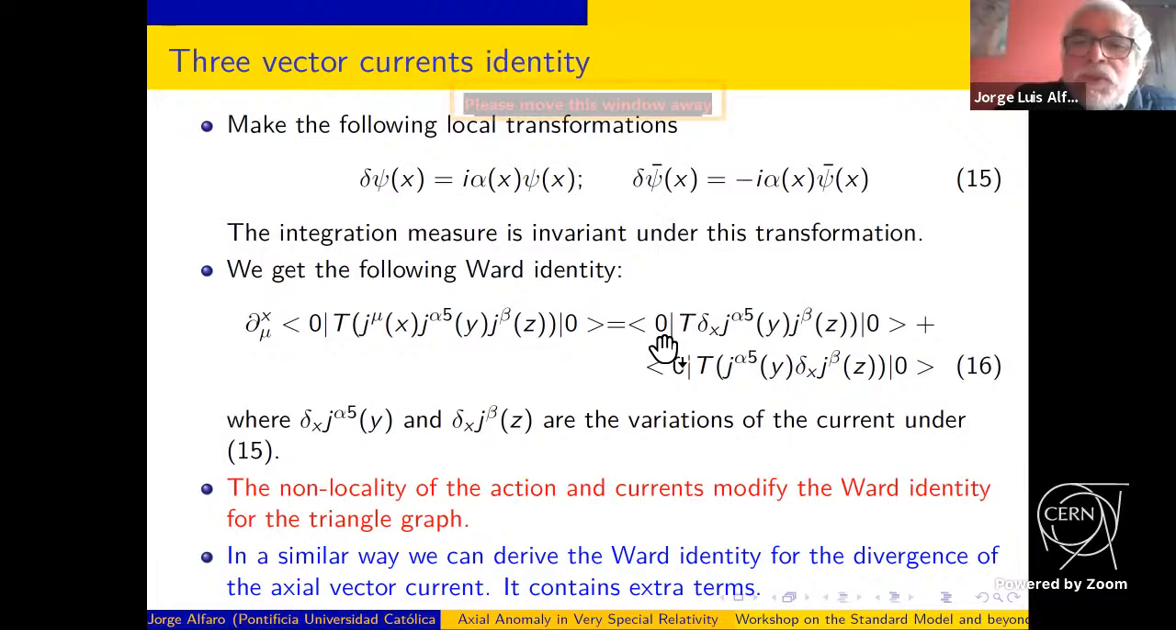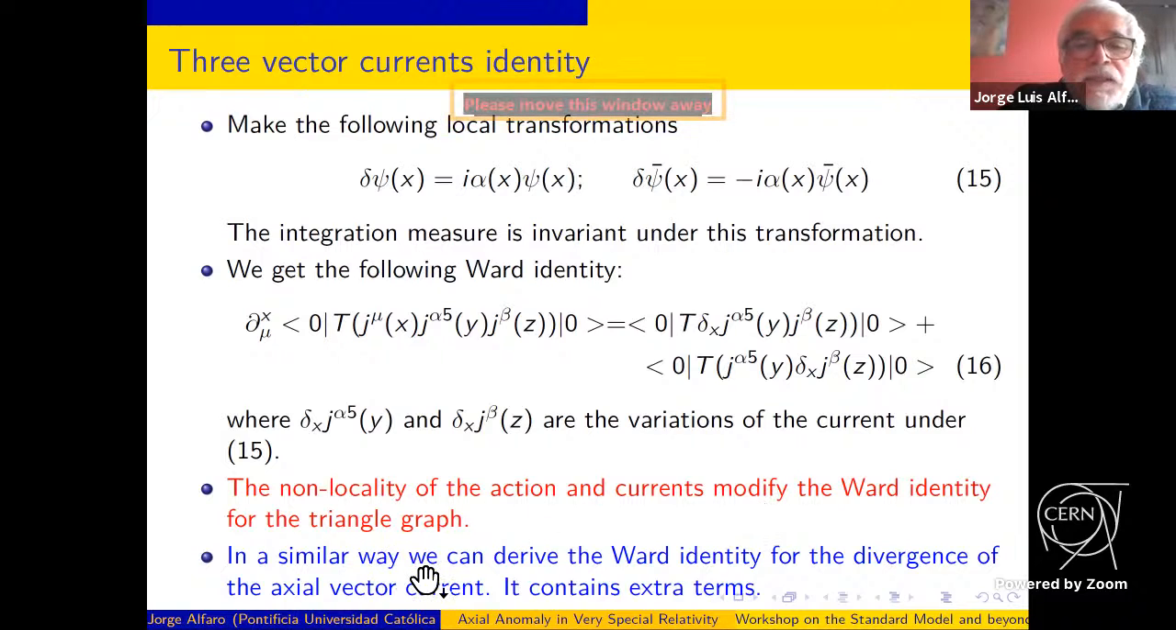But here there are two more terms, which correspond to the variation of the axial current under this transformation and the variation of the vector current under the same transformation. And they are non-zero because of the non-locality of the current in this case. So the non-locality of the action and current modifies the Ward identity for the triangular graph. It is important to compute the anomaly, because there are at least two graphs in the two-dimensional case. In the four-dimensional case there are more graphs.